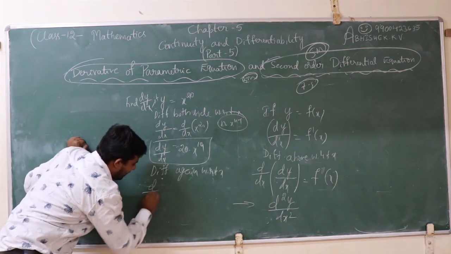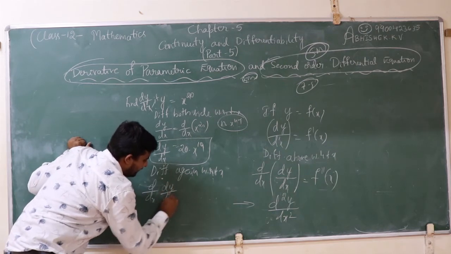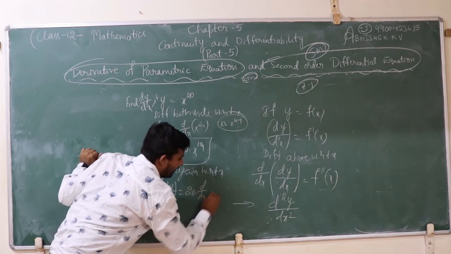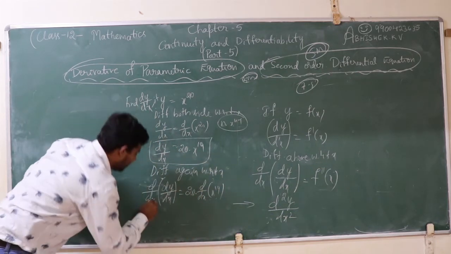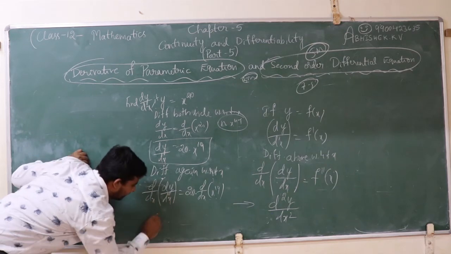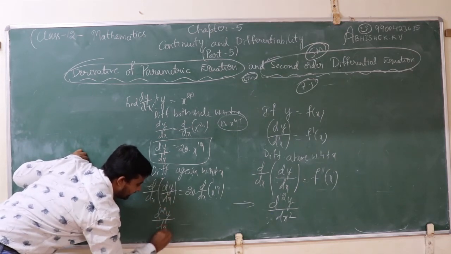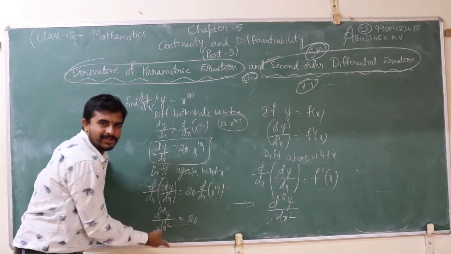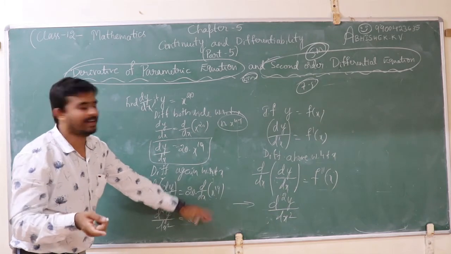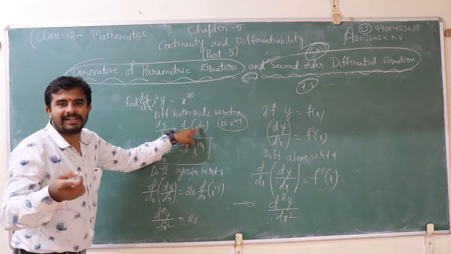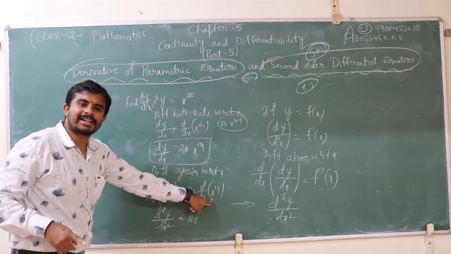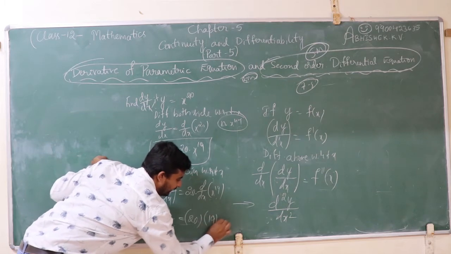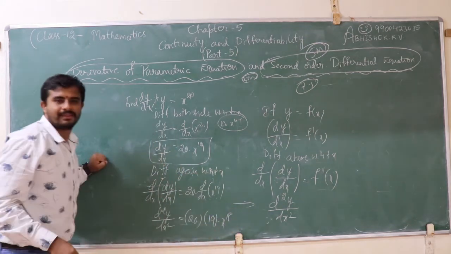I already told you d by dx of dy by dx is equal to 20 into d by dx of x to the power of 90. d by dx of dy by dx can be written as d square y by dx square. This is equal to 20 into d by dx of x to the power of 20. Again, it is of the form x to the power of n. Here we have n equal to 20 for the first order derivative. For the second order derivative, n is equal to what? 90. Therefore, 20 into 90 into x to the power of 90 minus 1, that is 80.